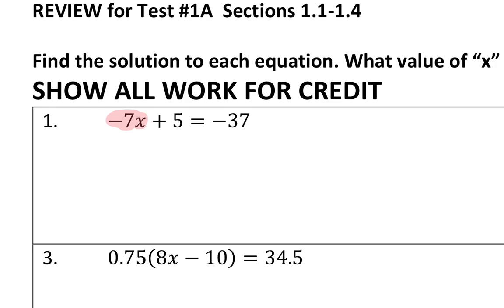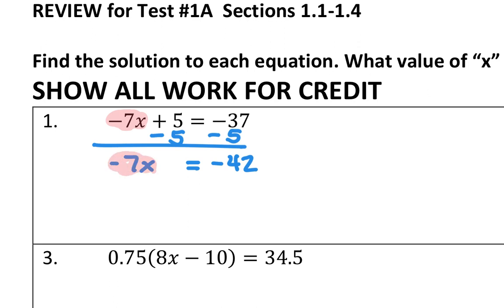What's the opposite of adding 5? Subtracting 5. So I'm going to subtract 5 from both sides. That gives us negative 7x equals negative 37 minus 5, which gives us negative 42. All right, I'm going to highlight that x again. If you notice, there's only one number that has an x and only one number that doesn't, and that's what we want. We want one of each. Our last step is to divide by negative 7. And here we get that x has the value of 6.